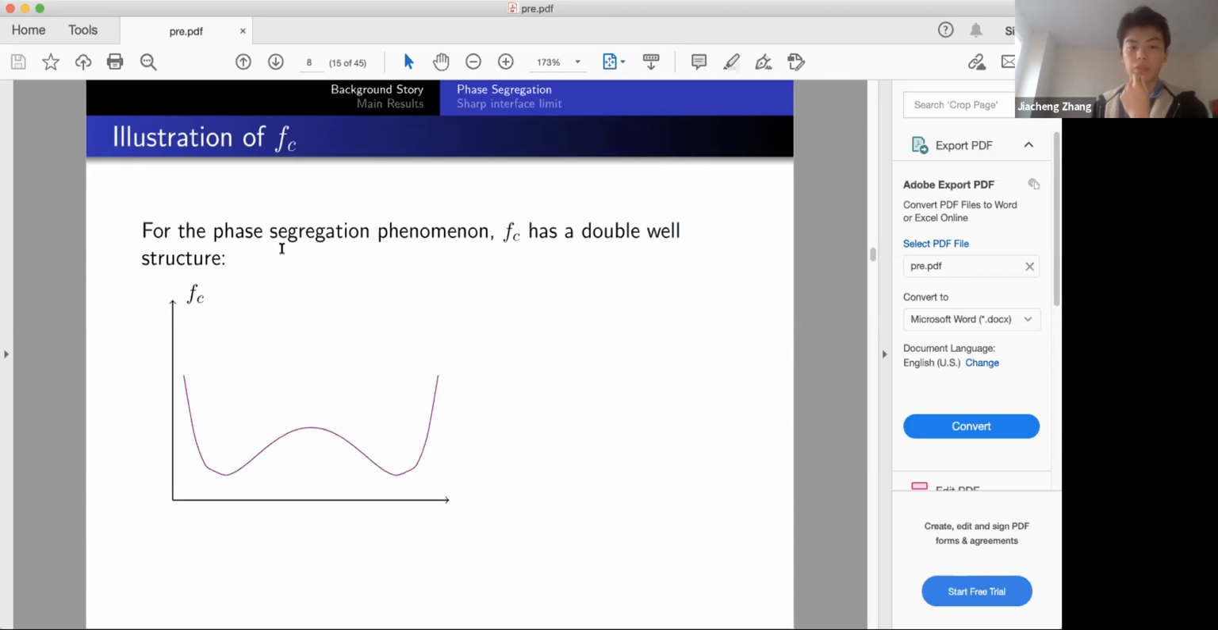Just as I said before, for the phase segregation phenomenon, fc must have a double well structure, so there are two global minima, rho minus and rho plus here. As long as these two phases exist, there will be some interface region which travels from rho minus to rho plus to make it stable. The other parts, A and B, will just remain around rho minus and around rho plus. This is the illustration for this fc here.